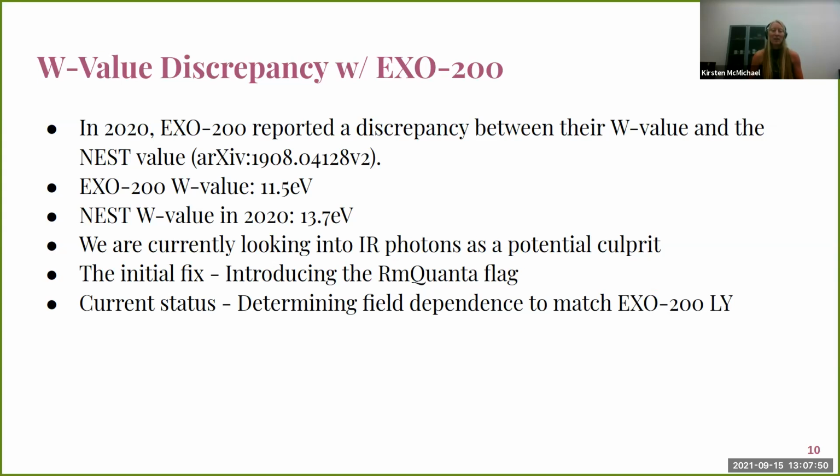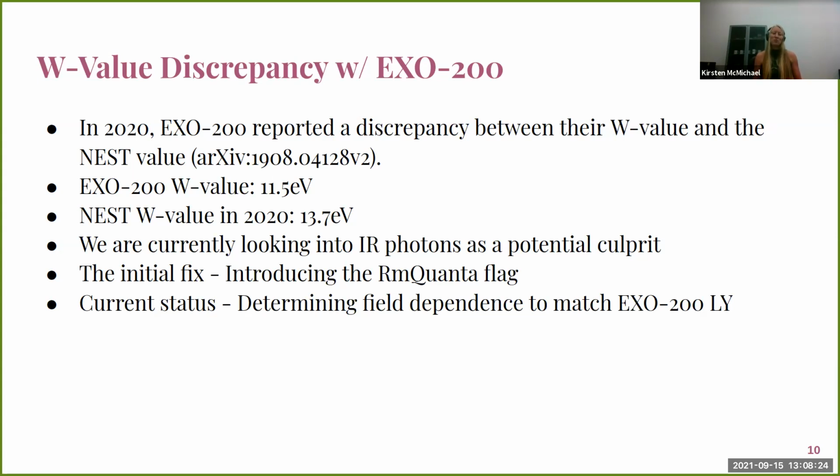Myself personally, I am a member of the nEXO collaboration, so I've been very interested in some EXO-200 results. In 2020, EXO-200 reported a discrepancy between their W value and the NEST value. EXO-200 reported a W value of 11.5 eV, whereas the NEST W value in 2020 was 13.7 eV. This wasn't really a surprise, as NEST at the time had been very fitted to the dark matter experiments, and the 13.7 was matching that of LUX and XENON.